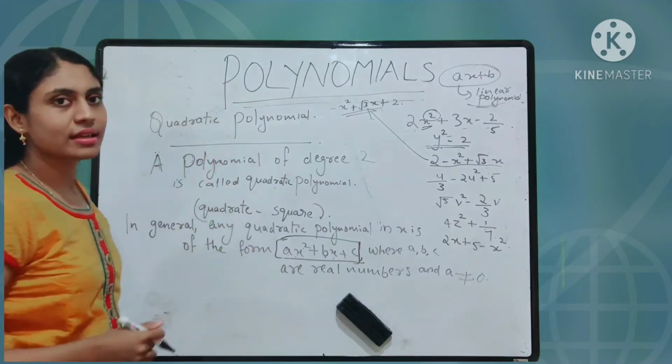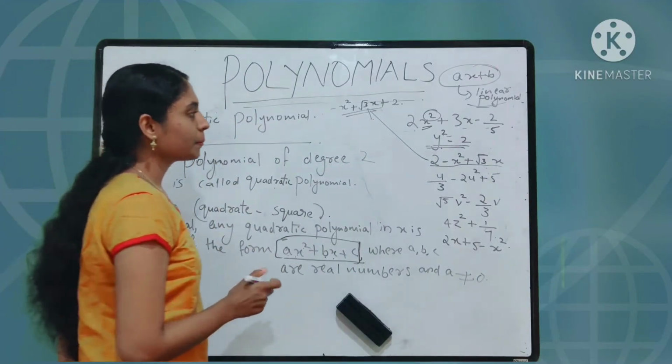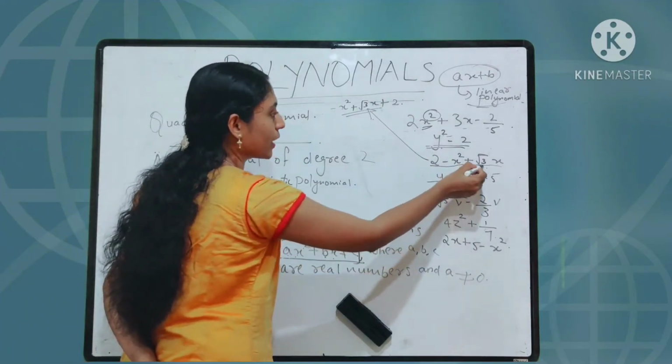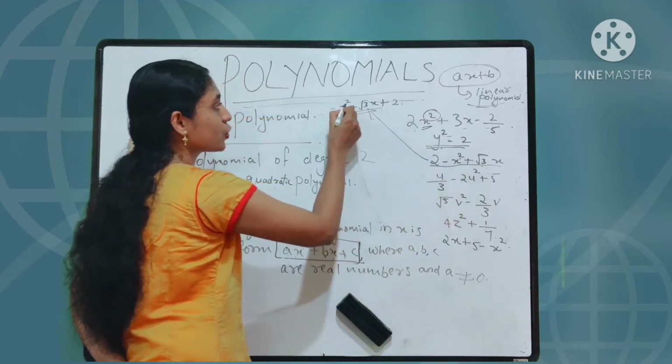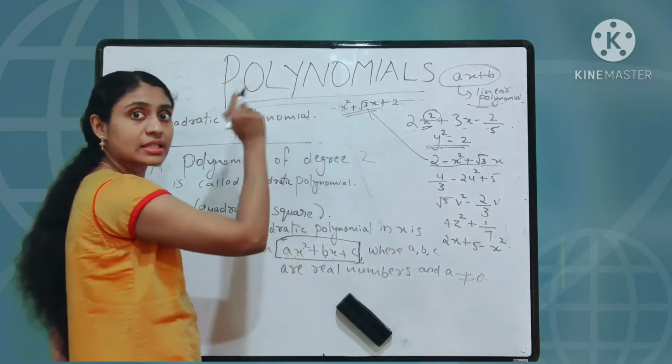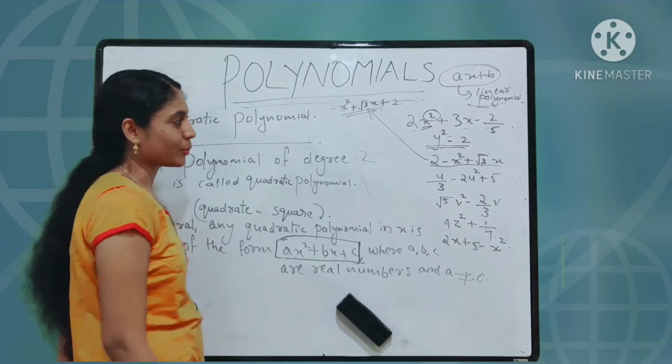So this is also an example of a quadratic polynomial, having degree 2. The highest power in x is 2. So it is an example of a quadratic polynomial.